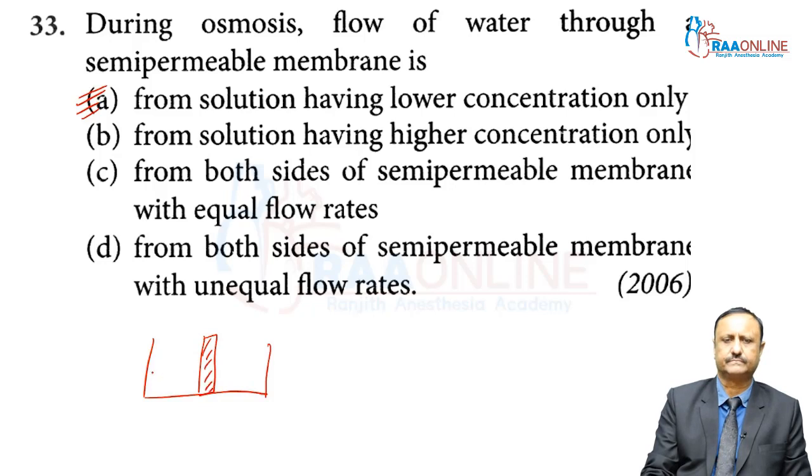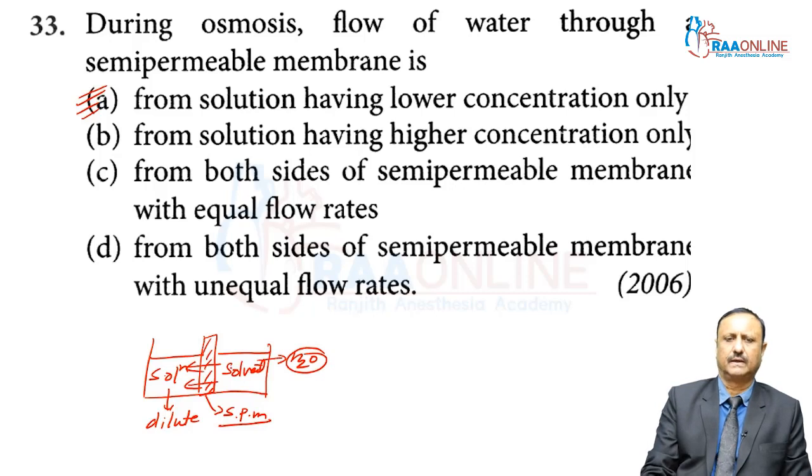Here the semi-permeable membrane is present. Here is the solution, we can say dilute solution, and here this is a solvent. You can say the solvent particles migrate through this SPM, semi-permeable membrane, because here the solvent is water, the concentration of water is higher, and here, my dear students, the concentration of water is lower. So, it is a dilute solution. So, solvent particles are migrated. From the solution having lower concentration, only solvent particles are migrated.